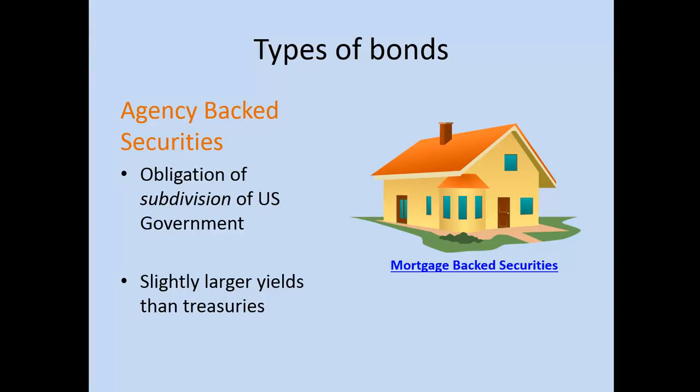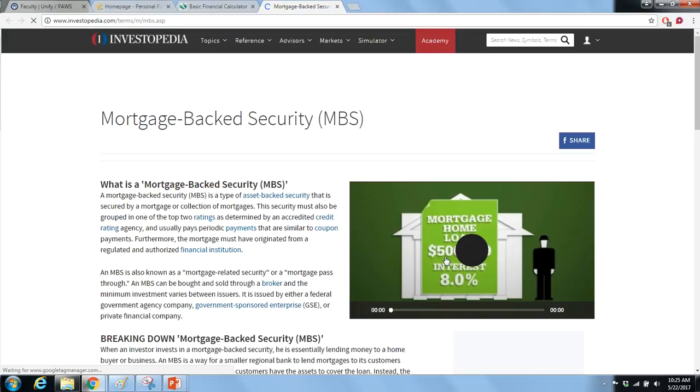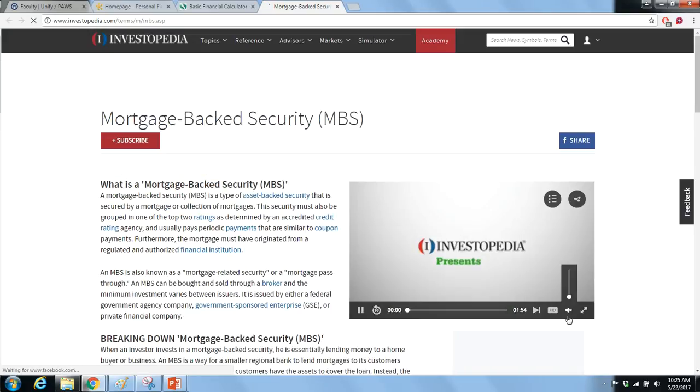Agency-backed securities are interesting. These are obligations of subdivisions of the U.S. government. And so an example of this might be like the housing authorities. They have slightly larger yields because they're a little bit more risky than treasuries. And one big example is the offerings from Fannie Mae and Freddie Mac, mortgage-backed securities. So I have a video for us to watch on mortgage-backed securities.